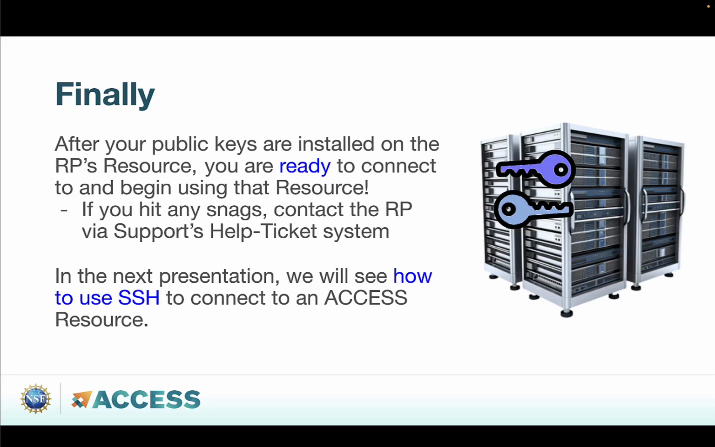Finally, after your public keys are installed on the RP's resource, you should be all set to connect to and begin using that resource. If you hit a snag, use the ACCESS support site to submit a help ticket to your RP. On your ticket, describe the problem you're having, and they will work with you via email on how to resolve it. In the next presentation, we'll see how to use SSH to connect to an ACCESS resource.